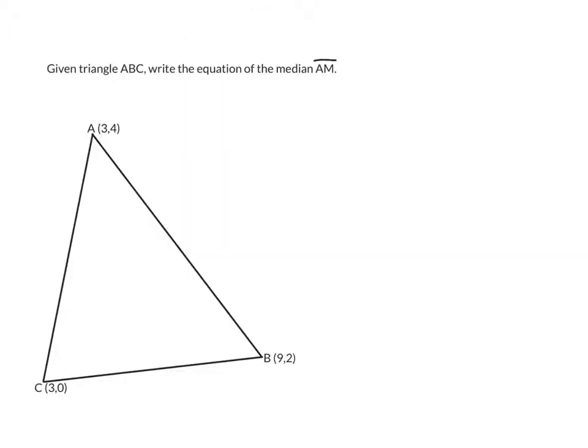Alrighty, now a little bit more related to geometry. Given triangle ABC, write the equation of the median AM. Well, we have to recall first off, what is a median? If you remember from a while back, a median is a line that's drawn from the vertex of a triangle to the midpoint of the opposite side.